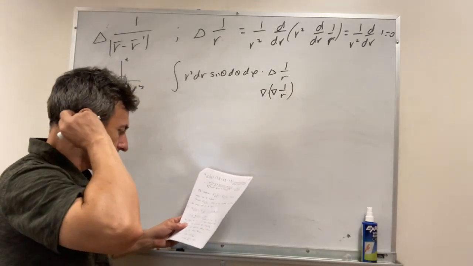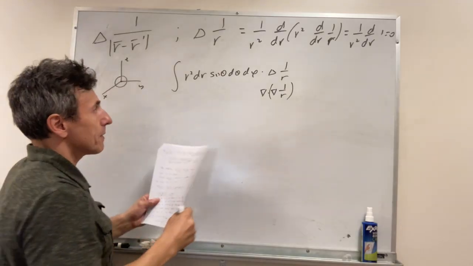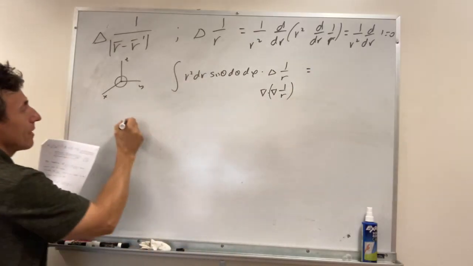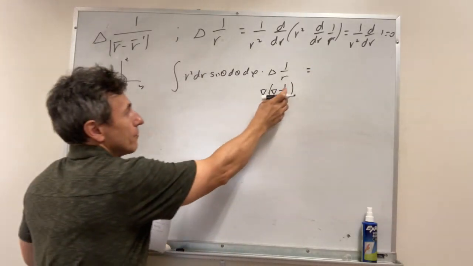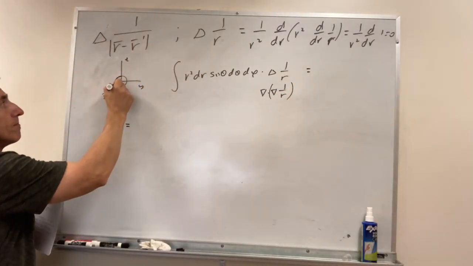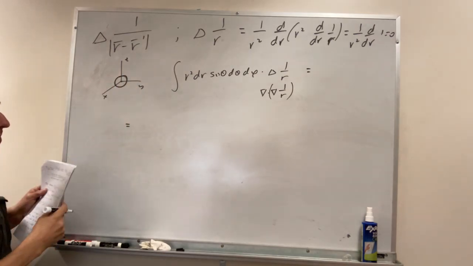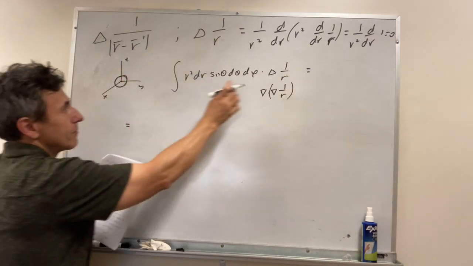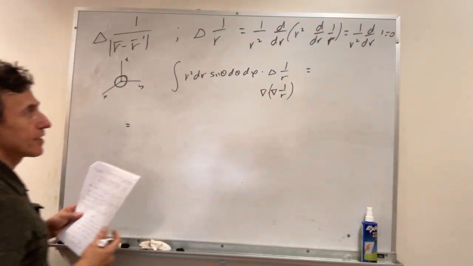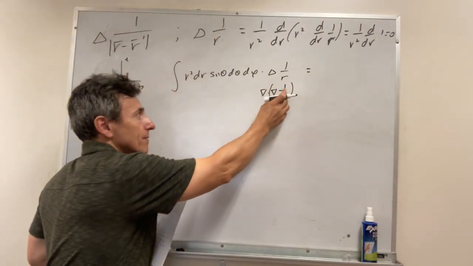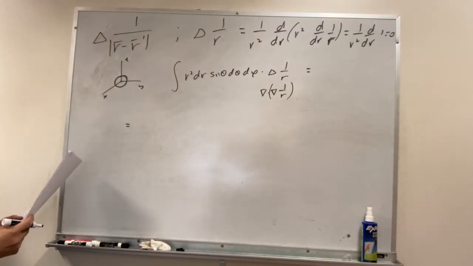And then I got the following expression. So this will be the flux of this vector field through the surface of the sphere. It will be the integral over volume of the divergence of this vector field A. So it will be the flux of this vector field through this surface.